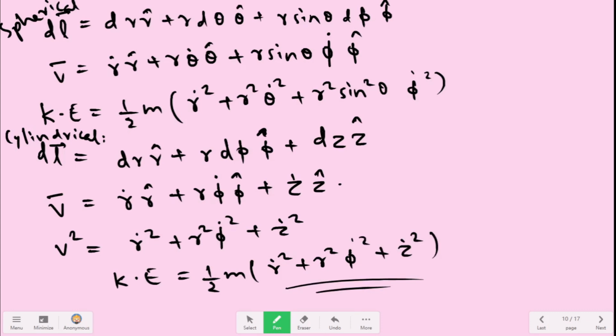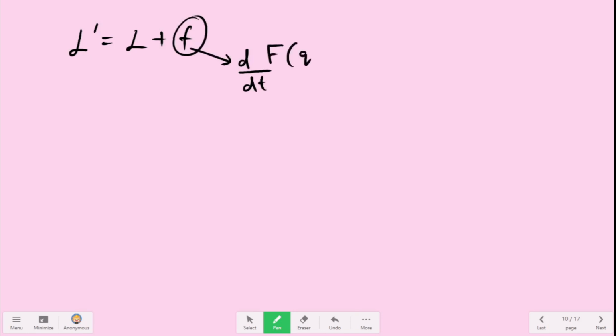Before concluding this lecture, I want to add one more point related to gauge transformation of Lagrangian. So when we were discussing gauge transformation of Lagrangian, we said that if L' = L + f, and if we can write small f as the total time derivative of some capital F which is a function of q and t, then the equation of motion does not change. This is the case when f is a function of q, q dot and t.